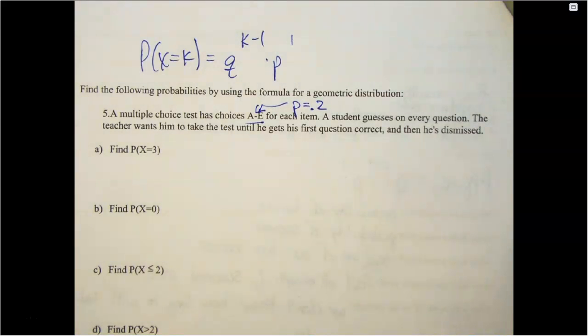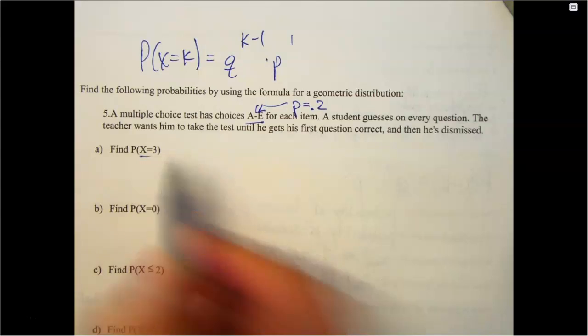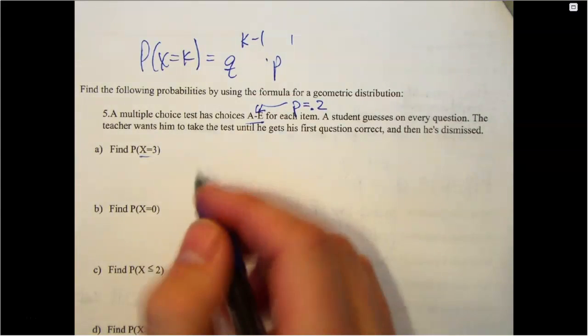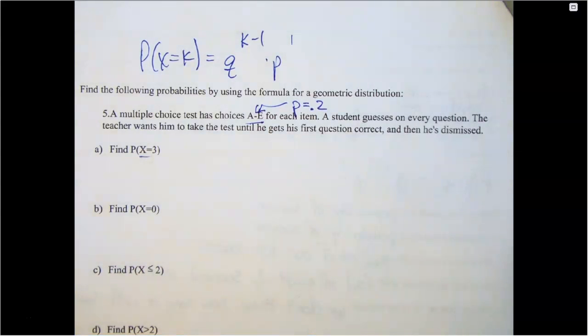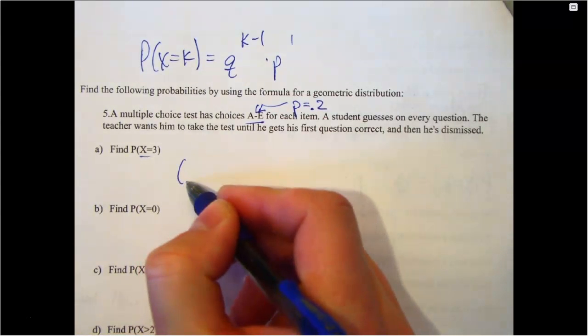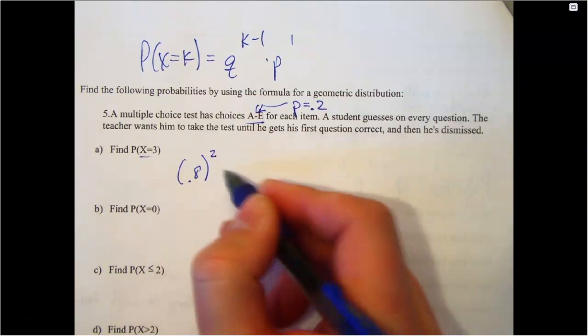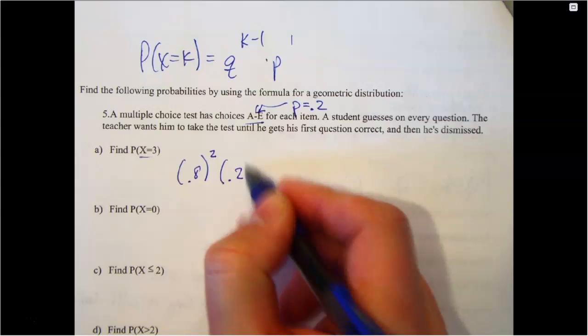The teacher wants me to take the test until I get my first question correct. And then you just, multiple choice, you're guessing. When you get one right, you get to leave. And I want to know the probability that the first question that you get correct is the third question. So if that happens, what happened on the first 2? You failed. What's the probability of failure? 0.8. How many times did you fail? 2. What's the probability of success? 0.2. How many times did you succeed?